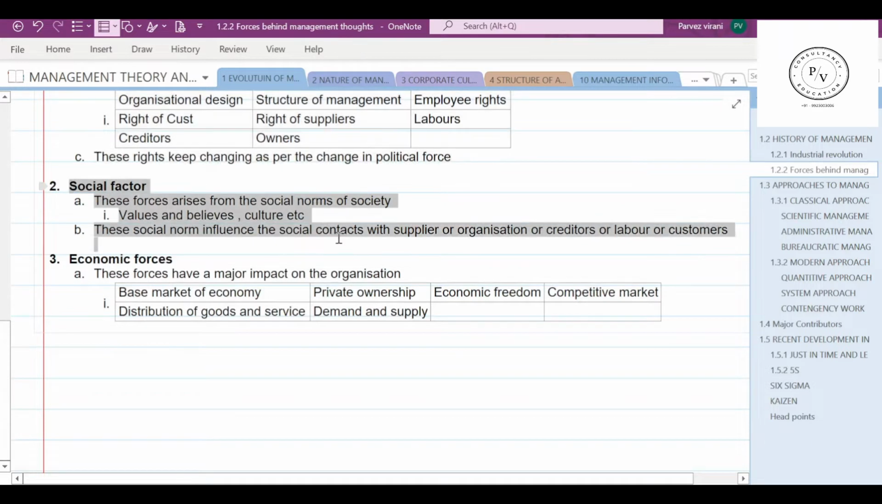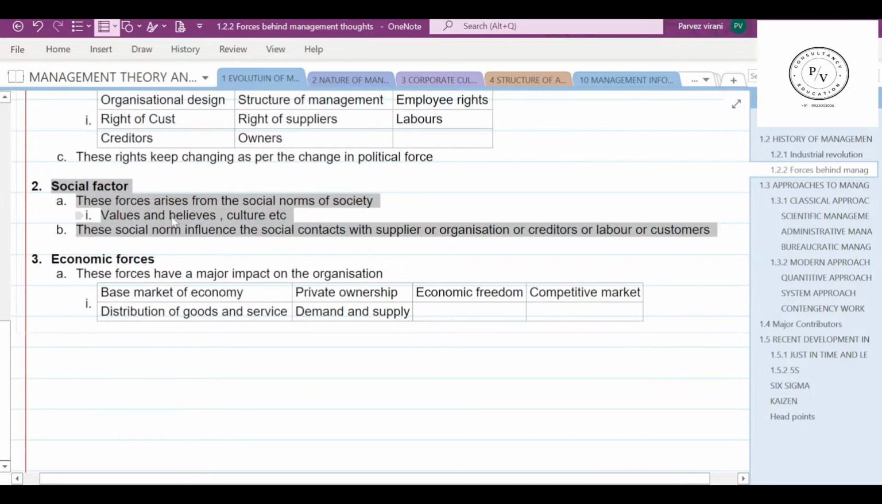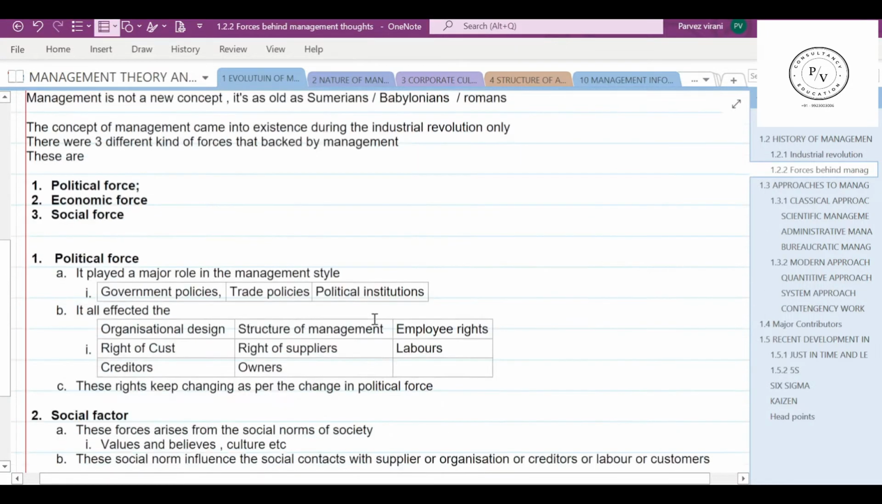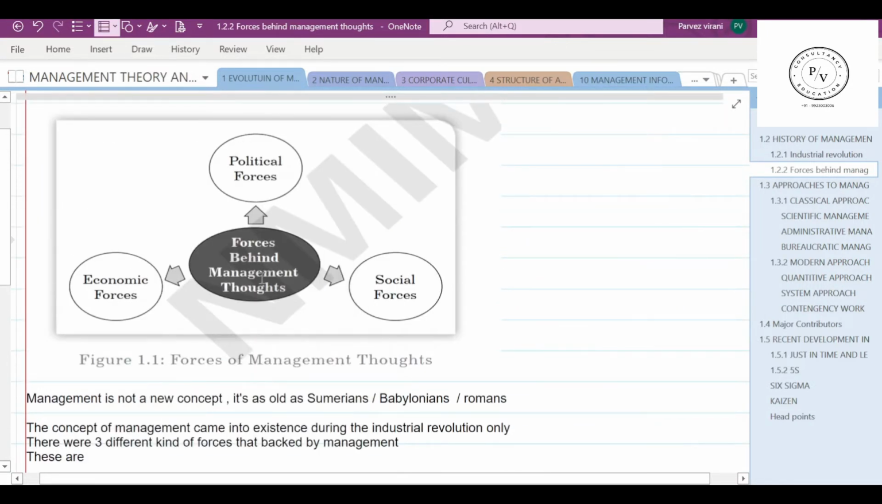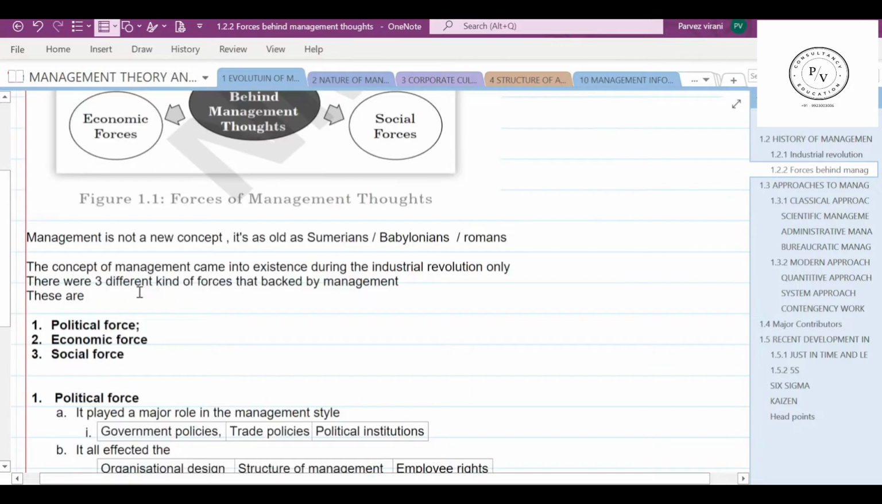Social factor. This factor arises from the social norms of the society: values, beliefs, cultures, etc. The social norm influences the social factor with a supplier, an organization, a creditor, labor, or customer. Economic forces have a major impact on the organization: market economy, private ownership, economic freedom, competitive markets, distribution of goods, and demand and supply of goods. So these are the forces behind management thought: political, social, economic.